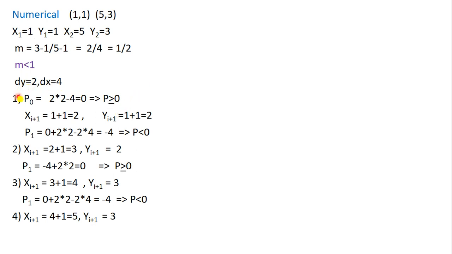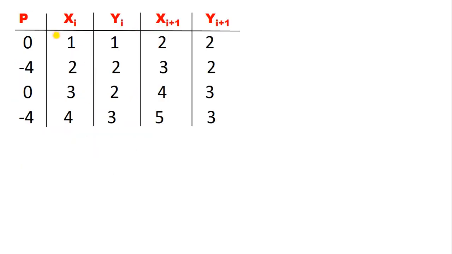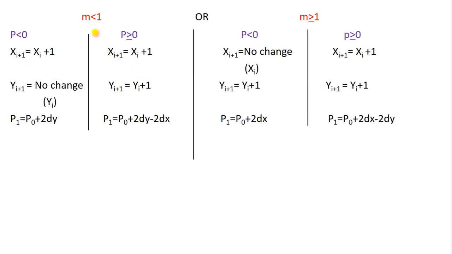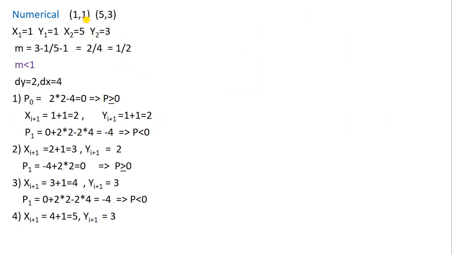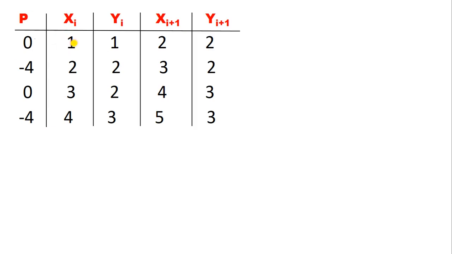Before I start, you should make 5 columns. One is p, second is xi, third is yi, fourth is xi plus 1, and fifth is yi plus 1. What is the p value now? The current value is 0, and that 0 you have to put. That is the decision parameter value. The first point's values are 1 comma 1. You can see here 1 comma 1. The first pixel values, 1 comma 1, are xi, yi or x1, y1, and that you have to put.